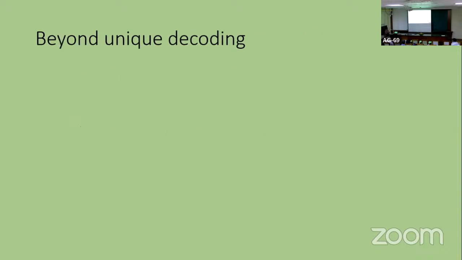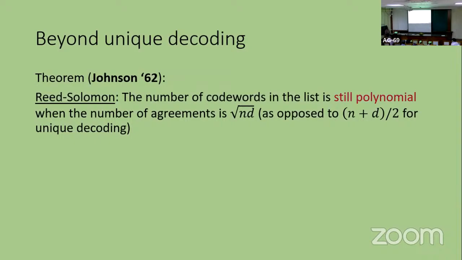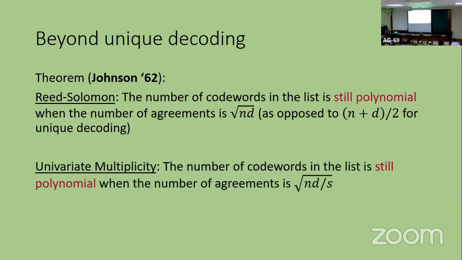But what about going beyond unique decoding? Well, first, what do we know at all? Here's a statement due to Johnson. We call it the Johnson bound, or the Johnson radius. For Reed-Solomon codes, it says that the number of codewords in the list is still polynomial when the number of agreements is root n, or say you go to a radius of n minus root n. You can notice that that is smaller than the number of agreements for unique decoding. So it would be nice to have a list decoding algorithm that goes up to there, which we do, by the way. A similar statement holds for univariate multiplicity codes. If you noticed earlier, d became d by s, here also it's d by s. So, question: do we have decoding algorithms that go up to here?